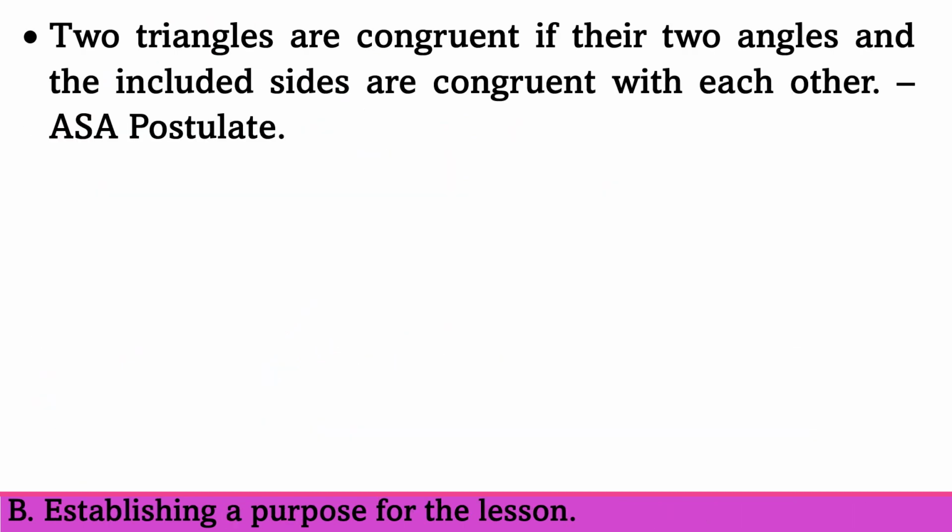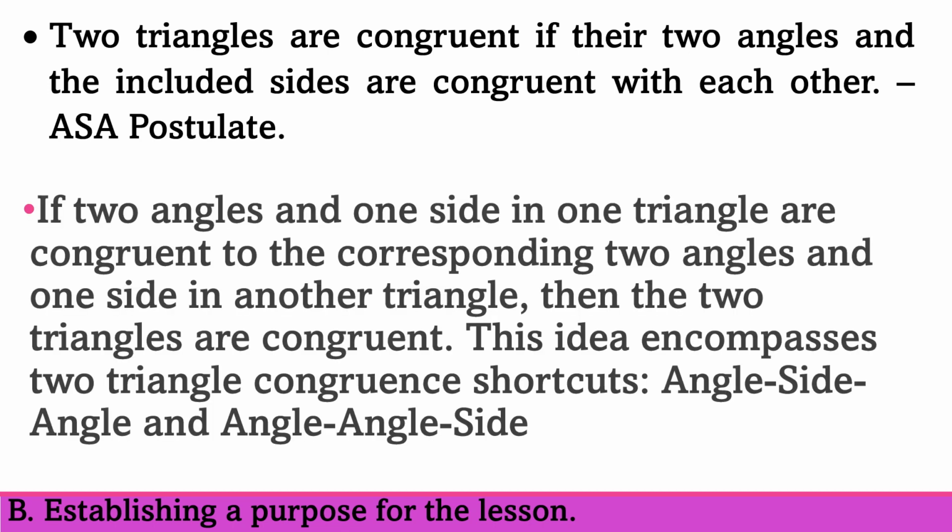Now, let us be reminded of the definition of the two postulates that you have previously discussed. The ASA congruence postulate states that two triangles are congruent if their two angles and the included side are congruent with each other, while the angle-angle side congruence postulate states that if two angles and one side in one triangle are congruent to the corresponding two angles and one side in another triangle, then the two triangles are congruent.